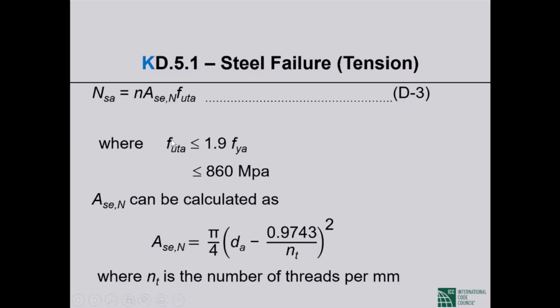The ultimate tensile strength of the anchor, in our case, I think it was 400 megapascal, I don't remember, has to be less than or equal to 1.9 times the yield strength of the anchor, which is 250 MPa. And the ultimate tensile strength also has to be smaller than 860 MPa. The effective area can be calculated using this formula, but there are design aids available, at least in the US, or I suppose that your anchor manufacturer will give you that effective area number.